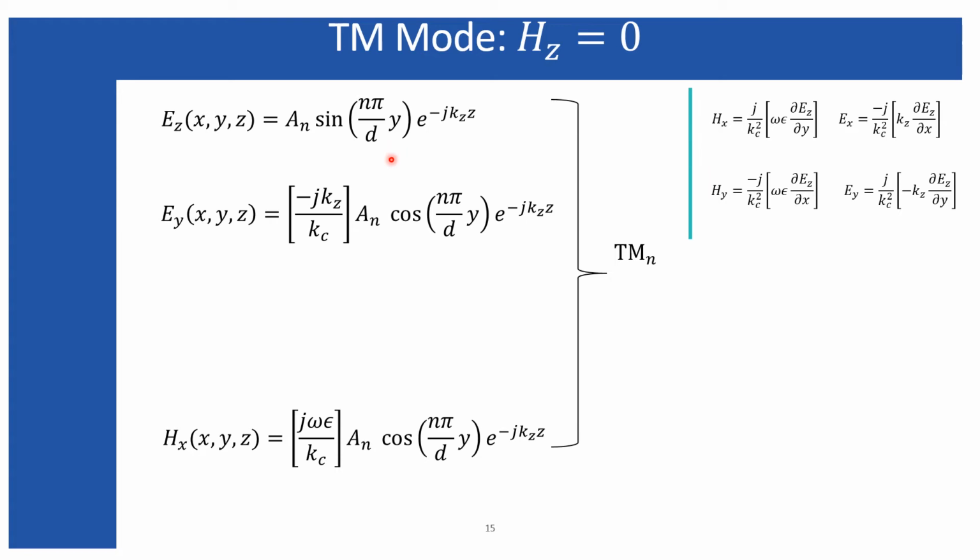Now the non-zero solutions define the TM mode. As we can see, there exist infinite solutions depending upon the values of n. Therefore, a suffix n, TMn, is used to define all such modes. So for each and every value of n, there is a different set of TM modes.